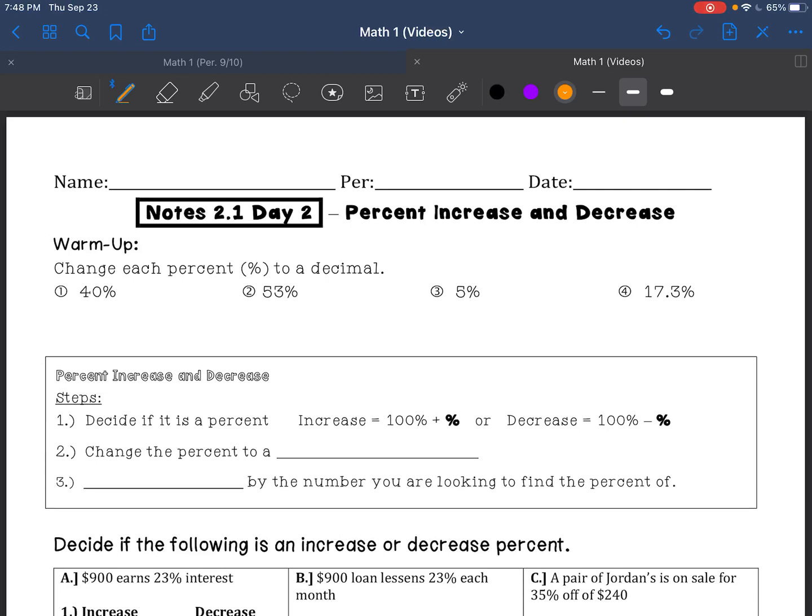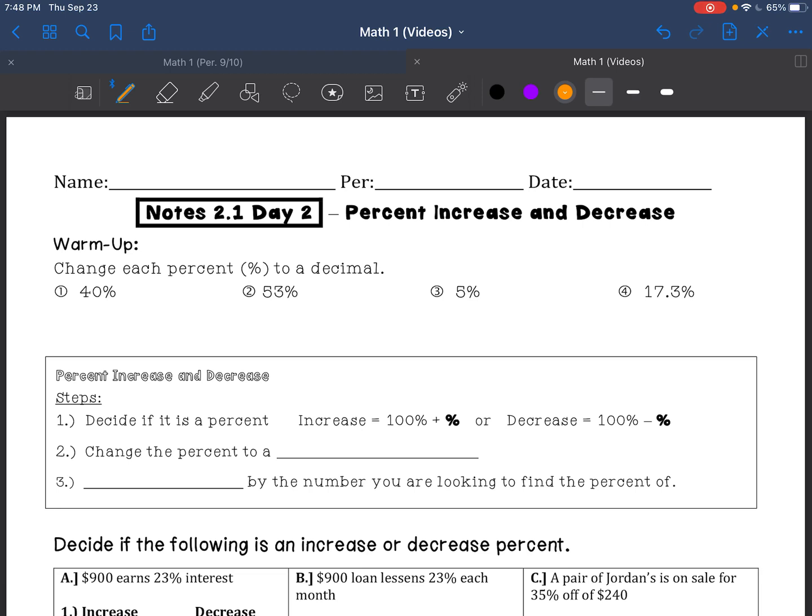All right, so notes 2.1 day 2, percent increase and decrease. I'm going to tell you right now, if you don't pay attention to what's happening in these notes, you're going to be very confused. So make sure you are giving it your all here. For our warm up, we're going to change each percent into a decimal.